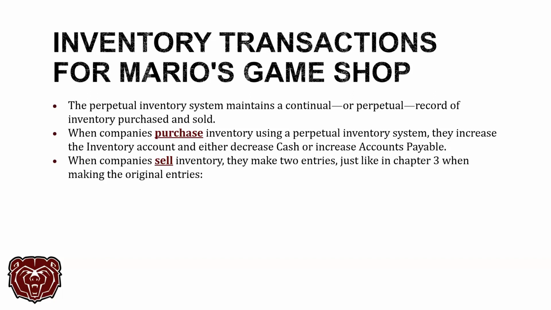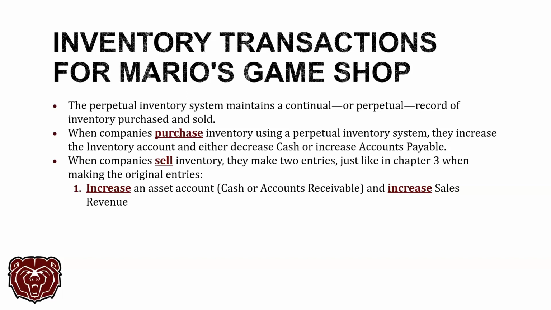Okay. So when you sell the inventory, you make two entries, just like we did in chapter 3, right? The original entry is going to be to increase the asset and increase sales revenue, right? So the asset's either going to be cash or it's going to be AR, depending on how you sold that particular inventory, okay?